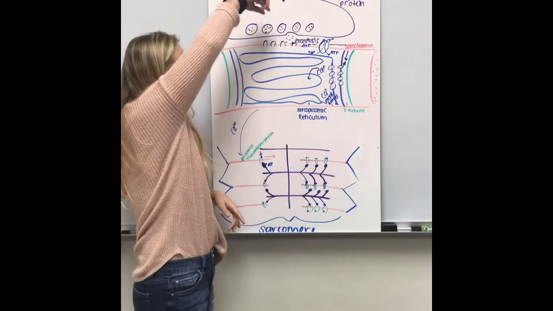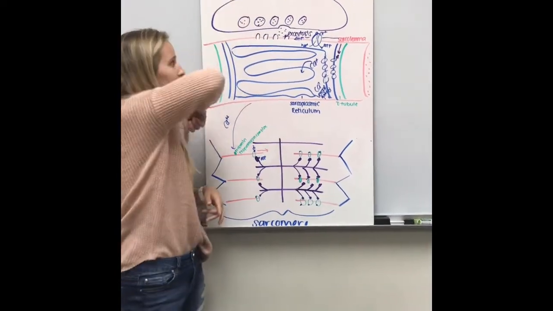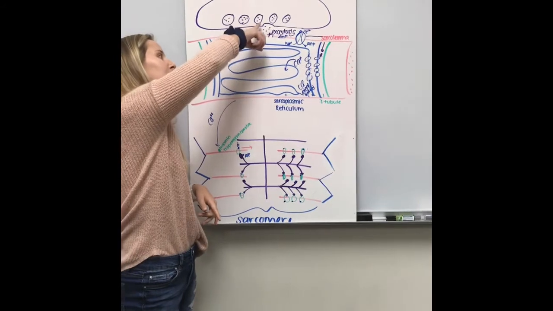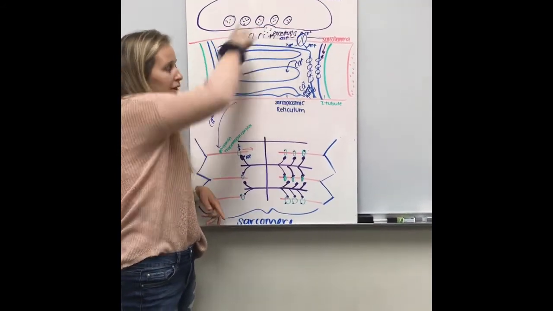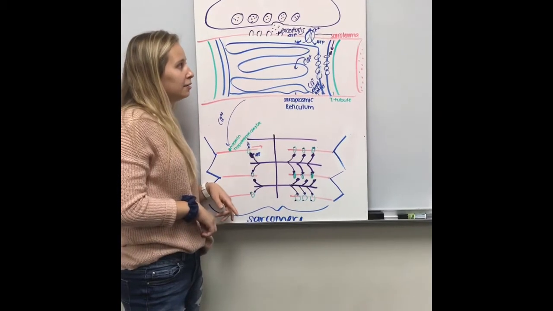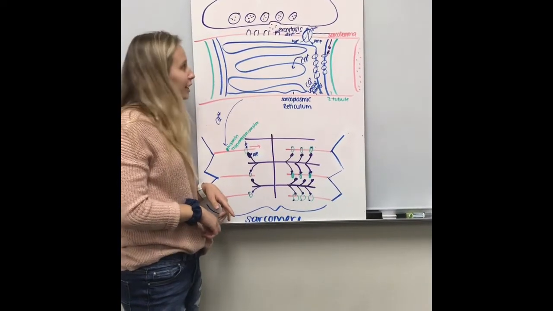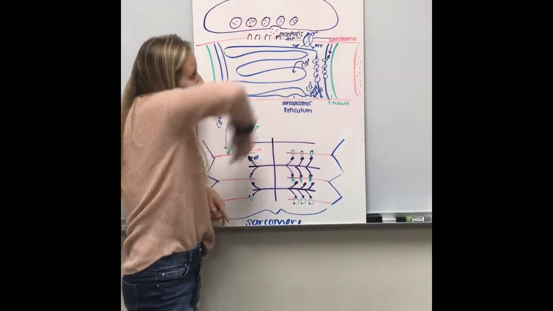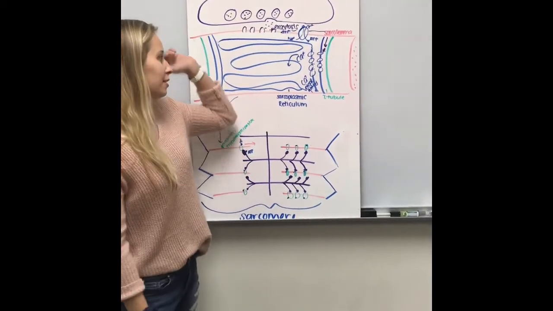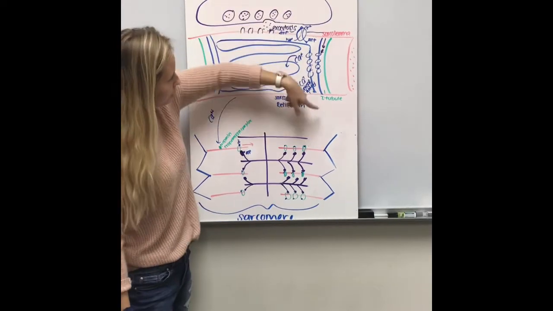Next, there's an influx of sodium ions that go in through these channel proteins, and potassium goes out. But then in order to create a concentration gradient, the Na needs to be pumped back out and potassium needs to be pumped back in. This creates another action potential that goes down the T-tubule.